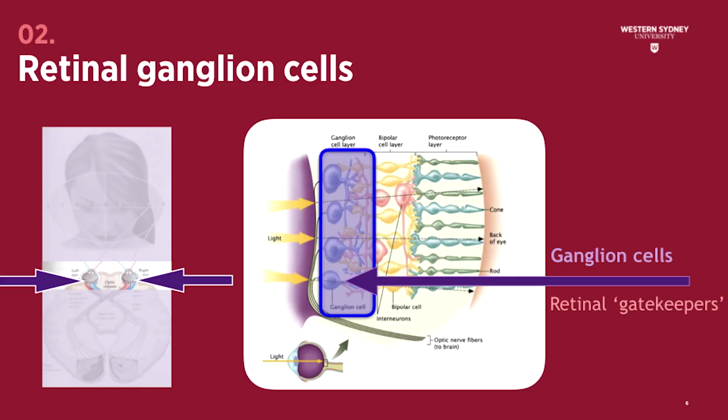Part 2. Retinal ganglion cells. As we saw in our previous lecture, the final stage of retinal processing involves the ganglion cells. These are the cells which decide whether a neural response to a given image will be transmitted to the brain or not. How do they decide? That is determined by their receptive field structure.